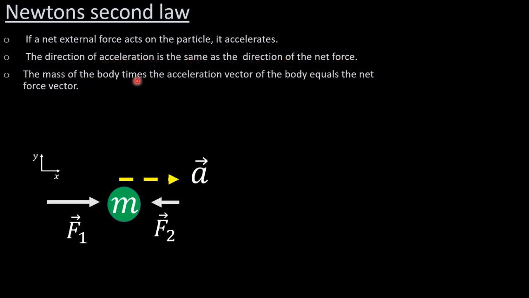The mass of the body times the acceleration vector of the body equals the net force vector. So the way we would get the net force would be to just subtract this force from this force, and that would give us the net force. We would write that like this: F1 minus F2 will give us mass times the acceleration. So this here, F1 minus F2, would be the net force, and the acceleration would be this acceleration here.